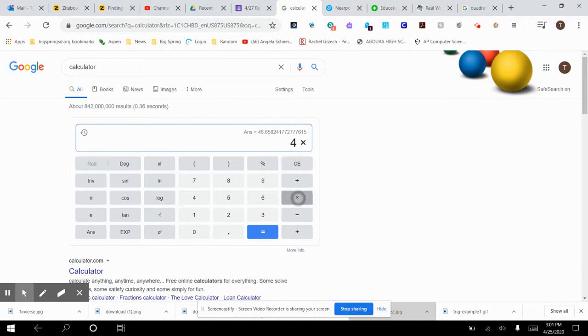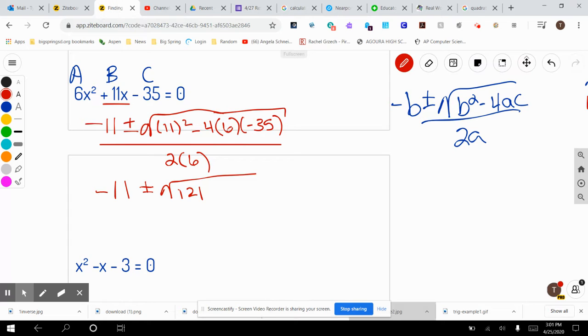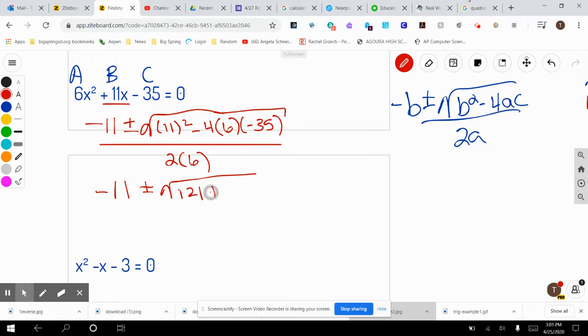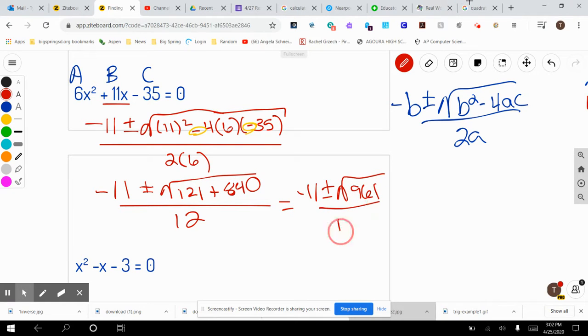So 4 times 6 times 25 is 600. Oops, it was 35, wasn't it? My bad. Well, I make mistakes too. 4 times 6 times 35 is 840, okay? And that was a plus because I have two negatives. So when I multiply two negatives together, I get a plus. So plus 840 all over 12, okay? So it's negative 11 plus or minus the square root of 121 plus 840, which would be 961, all over 12.